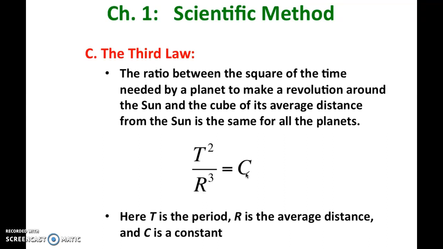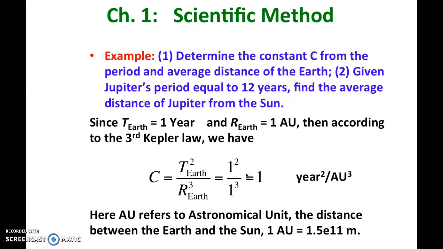Now we do an example to apply this law to solve some questions. For example, let's do an example using Kepler's third law. The first question of this example is to determine the constant C from the period and the average distance of the Earth. Then, given Jupiter's period equal to 12 years, find the average distance of Jupiter from the Sun. So those are the two questions about this example.